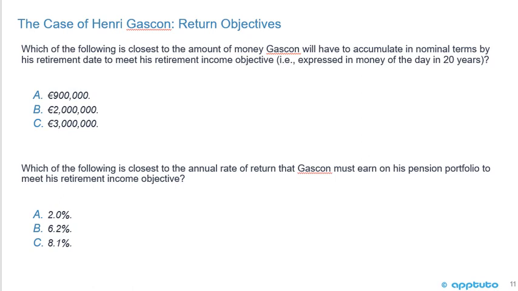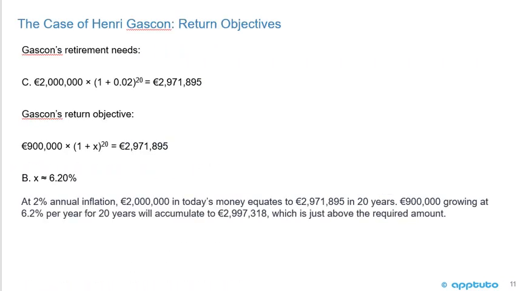So these two are closely related. One is asking how much money does he need at the time of his retirement, and the second is, what return does he have to earn on the money that he already has to meet that objective? So two quick calculations that we need to do. Mr. Gascon indicated that he believes he needs €2 million in today's euros when he retires. So recall he wants to retire in 20 years, and inflation is at 2%. So we're going to do 1.02 to the power of 20 times his 2 million, which gives us 2.971895. So that's closest to the 3 million. So that's the answer for the first one.